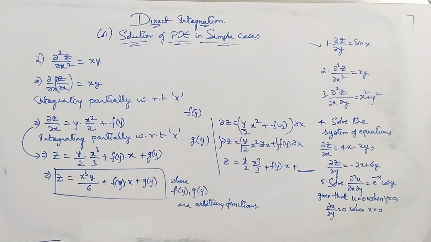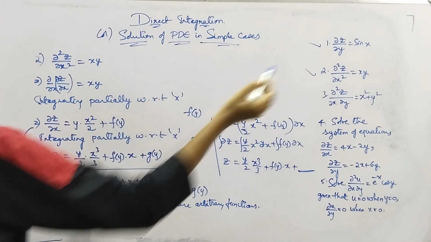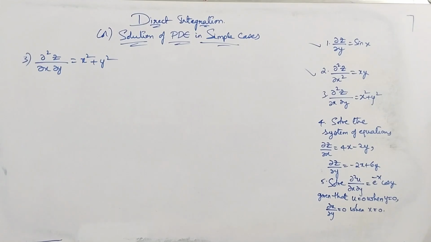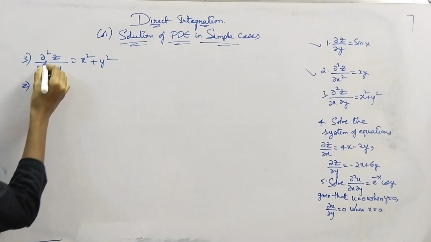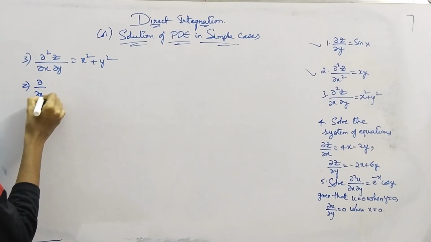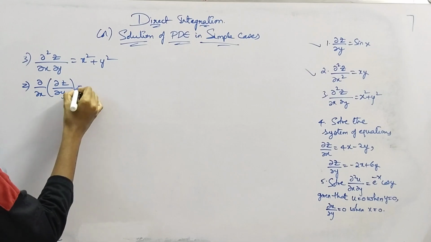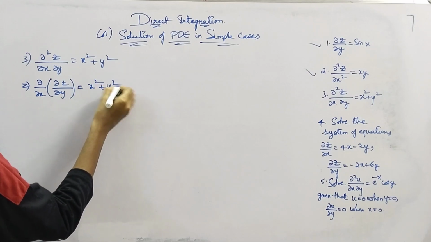Okay, fine. Now coming to the third problem. Here we'll see one more case. You'll learn one more thing here. We can write this as dou by dou x of dou z by dou y, equal to as it is.